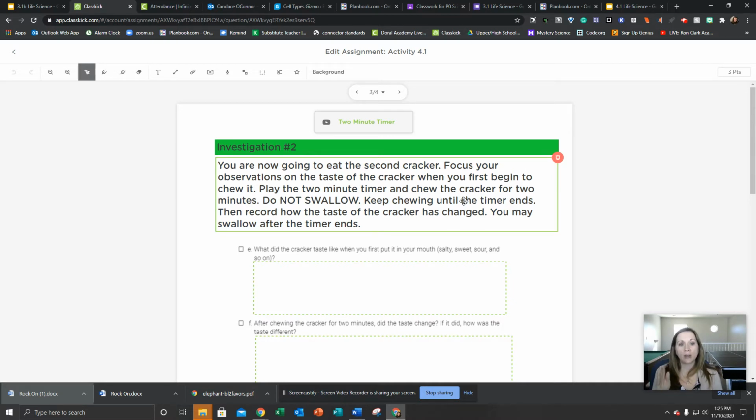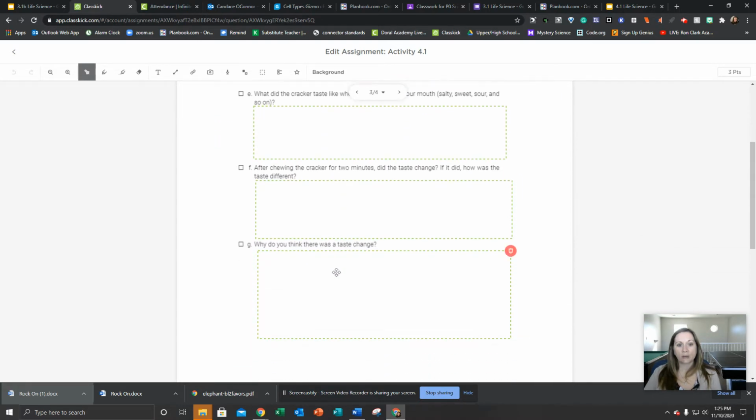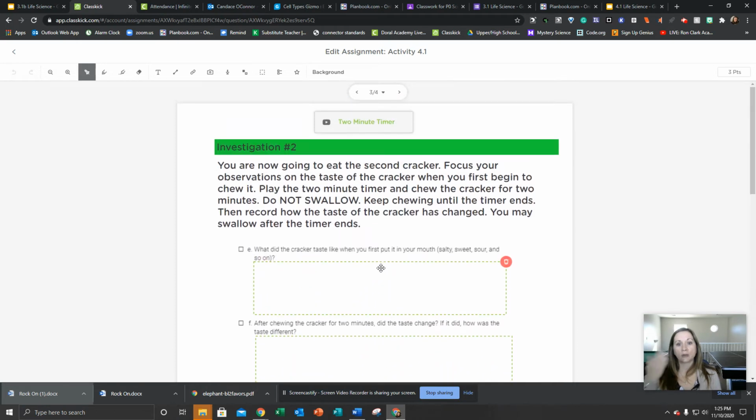Okay, so keep chewing, but see if you notice any changes in the taste while you are chewing that cracker. And you're going to come in after the 2 minutes is over. Here's your 2-minute timer, and you're going to answer these questions. When the timer ends, then you're allowed to swallow the cracker, but don't do it until the timer ends because you need to see if you had a taste change there.